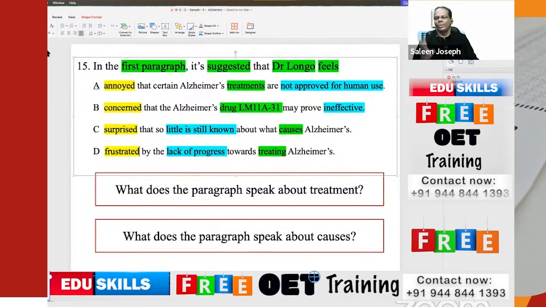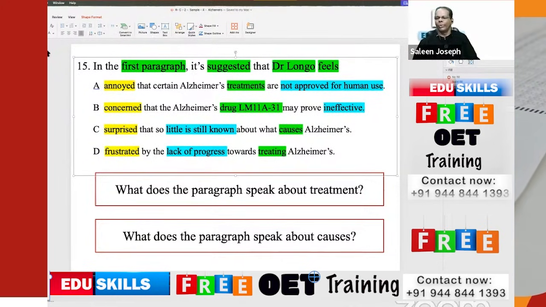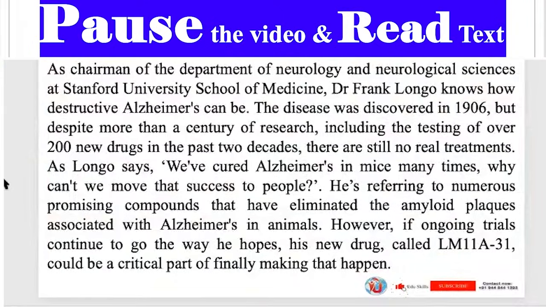What is his feeling in the paragraph? So you see, you have three types of clues here. Maybe when you are competent, one is enough for you. If you're competent enough to understand the feelings of the writer, you can just go with those four words: annoyed, concerned, surprised, and frustrated. From the tone of the text, you will understand whether they are annoyed, concerned, surprised, or frustrated. The treatment: what does the paragraph speak about the treatment, and what does it speak about the causes? Please read the text.